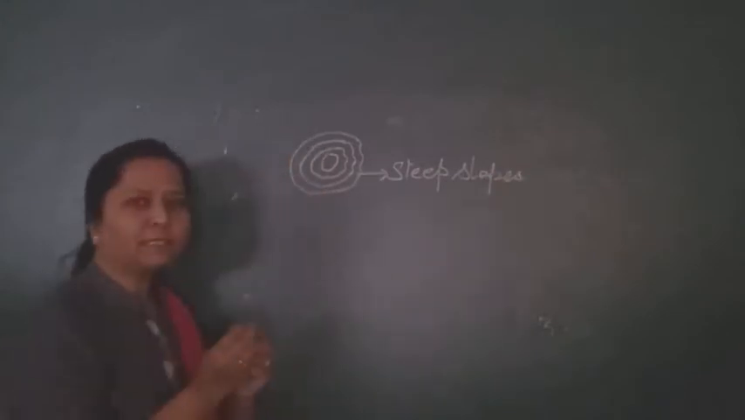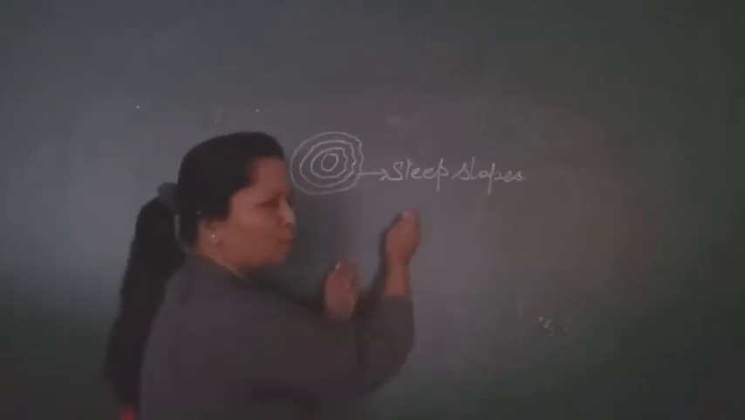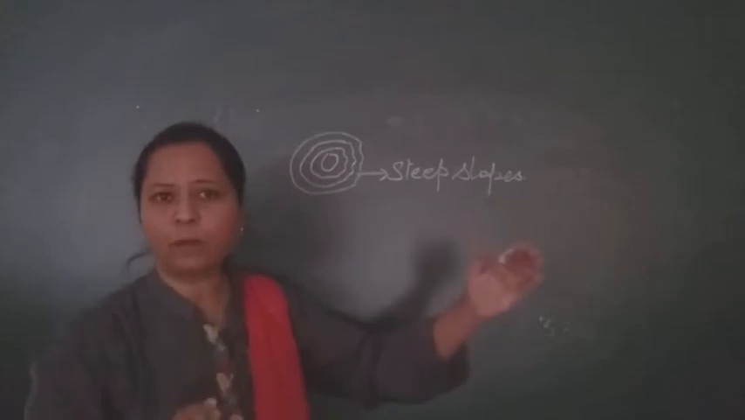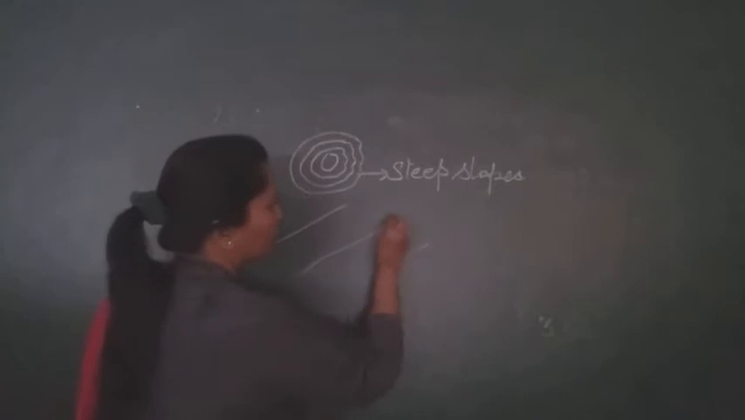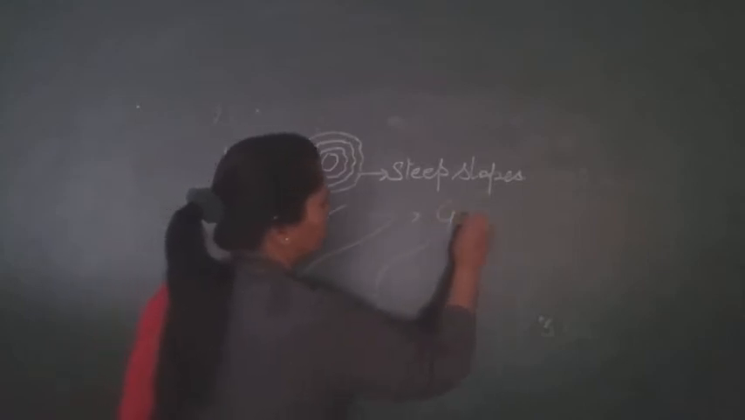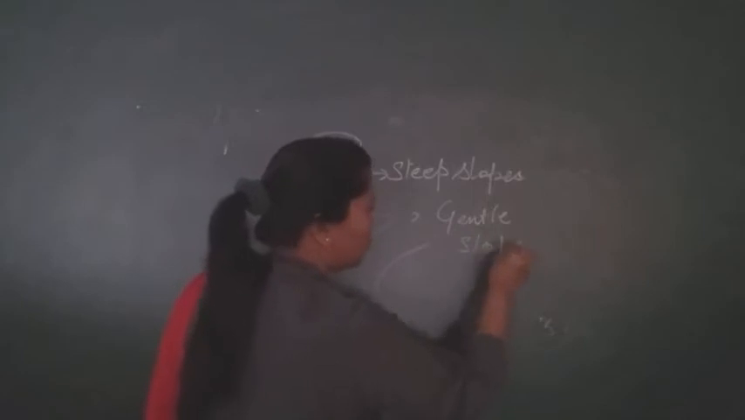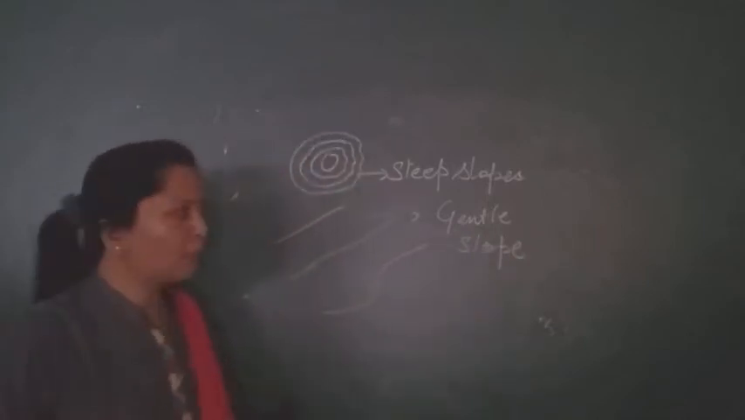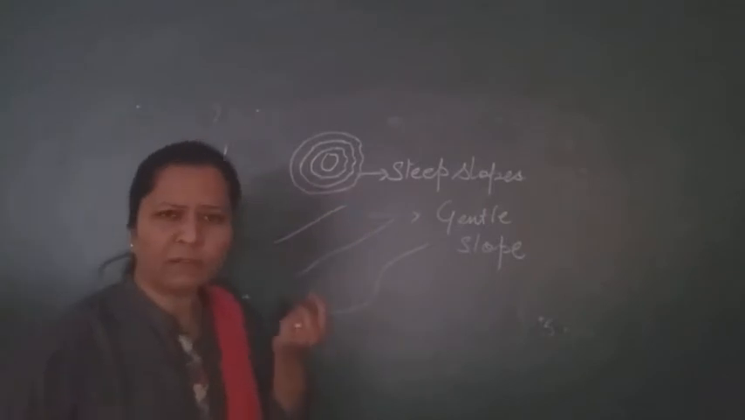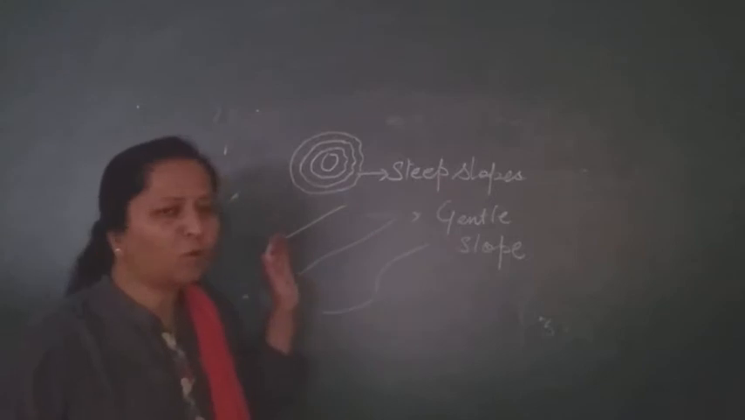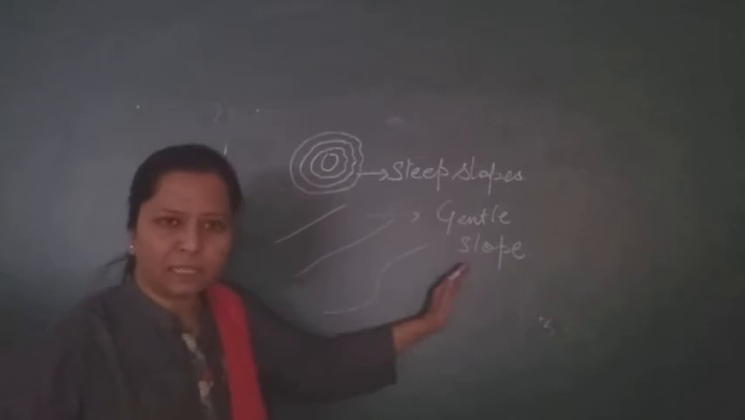If the contour lines are very close to each other, those landforms have steep slopes. And if the contour lines are far apart from each other, in this way, they are a gentle slope. So it depends upon the shape of the land. The contour lines are fixed on the shape of the land. If the contour lines are very close and very near to each other, they are steep slopes, and if the contour lines are far away from each other, it proves that it is a gentle slope.